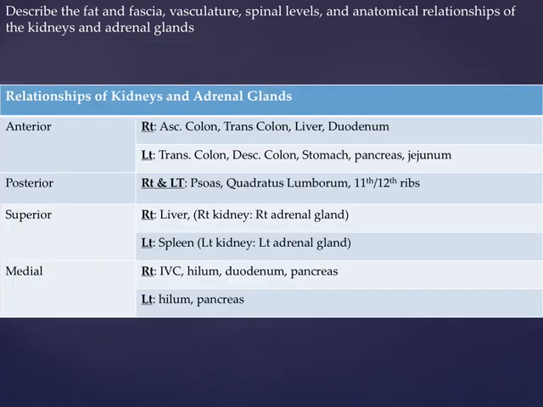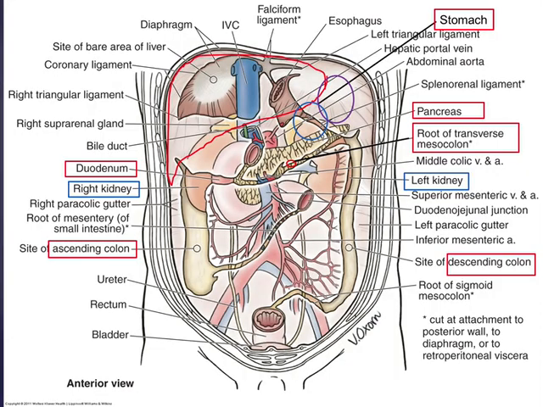Alright, some relationships of the kidneys and the adrenal glands. They're all listed here, and so I'm going to use a figure to highlight these things. So lots of stuff happening in this image, but hopefully you can connect the dots, take your time, and figure this out. So sitting anterior to the right kidney are the ascending colon, transverse colon, and you can see the outline of the liver in this diagram, as well as the duodenum. So those are all sitting in front of the right kidney.